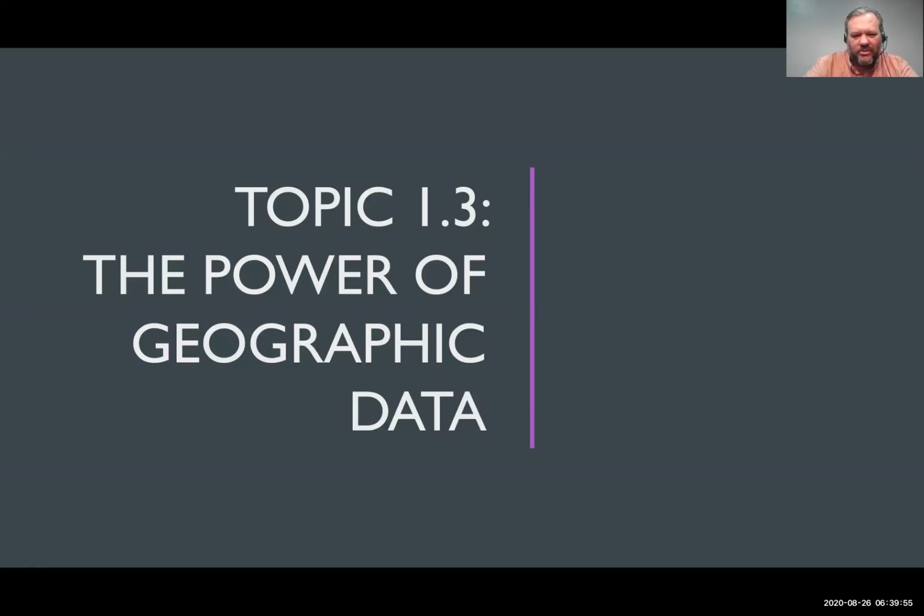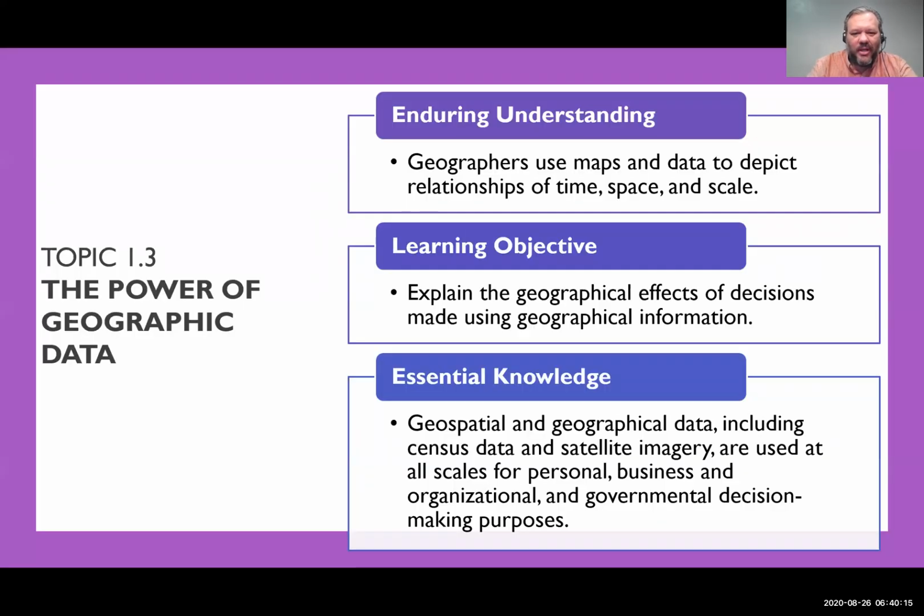1.3 isn't as long. There's going to be 1 or 2 videos in here, but just stick with me. So the power of geographic data. All this data that we collect, it's neat that we can collect it, but the more important thing is how do we use it? Because it can really lead to some really cool solutions, some new ideas, things like that. And so let's take a look. This is a short section to the unit, using maps and data to figure out all these relationships.